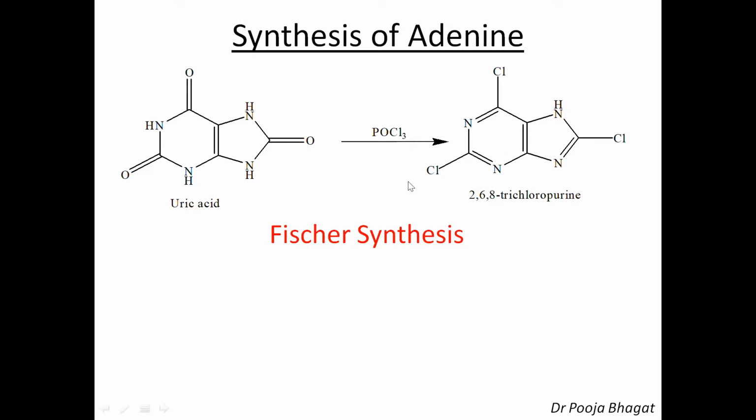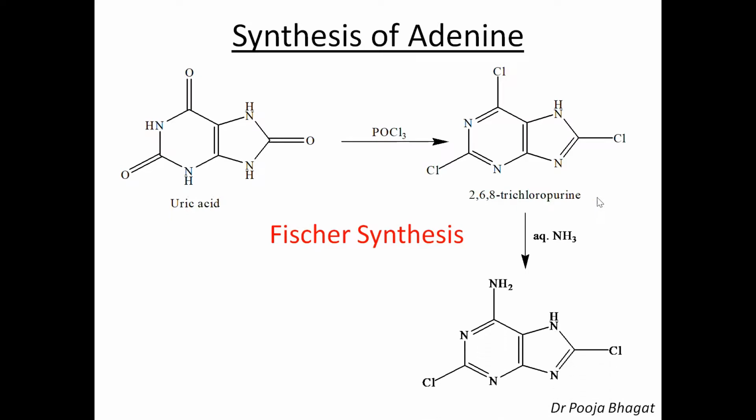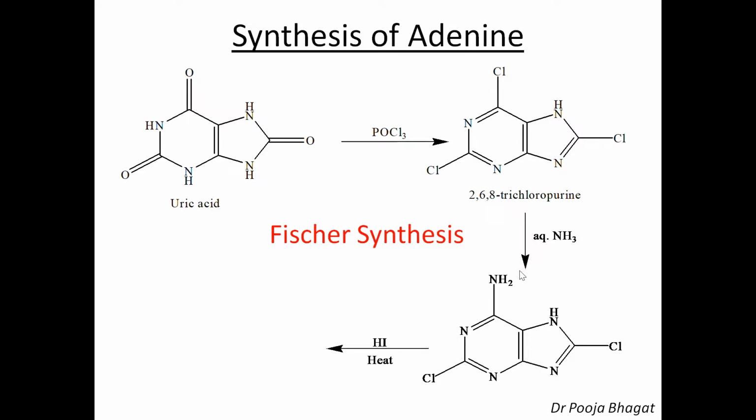Adenine we have already discussed, but let's quickly recap. So this is uric acid. We treat it with phosphorus oxychloride. So we'll get 2,6,8-trichloropurine. Then we treat it with aqueous ammonia so that at the 6th position the amino group comes. And then we treat with HI and heat it so that we get adenine. Okay, very simple reaction to prepare adenine.